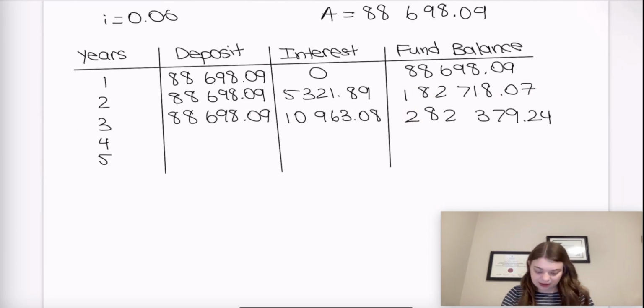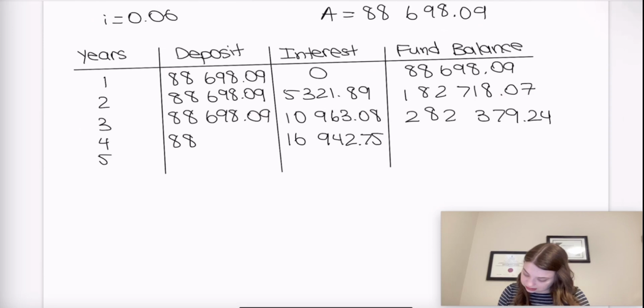Okay. Now, how much interest do we make on that? Well, let's multiply that by 0.06 to get the interest. So the interest we gain the next year from the previous fund balance is $16,942.75. Plus, we're making a new contribution of $88,698.09. So we're going to add that in, $88,698.09, plus the previous fund balance of $282,379.24.